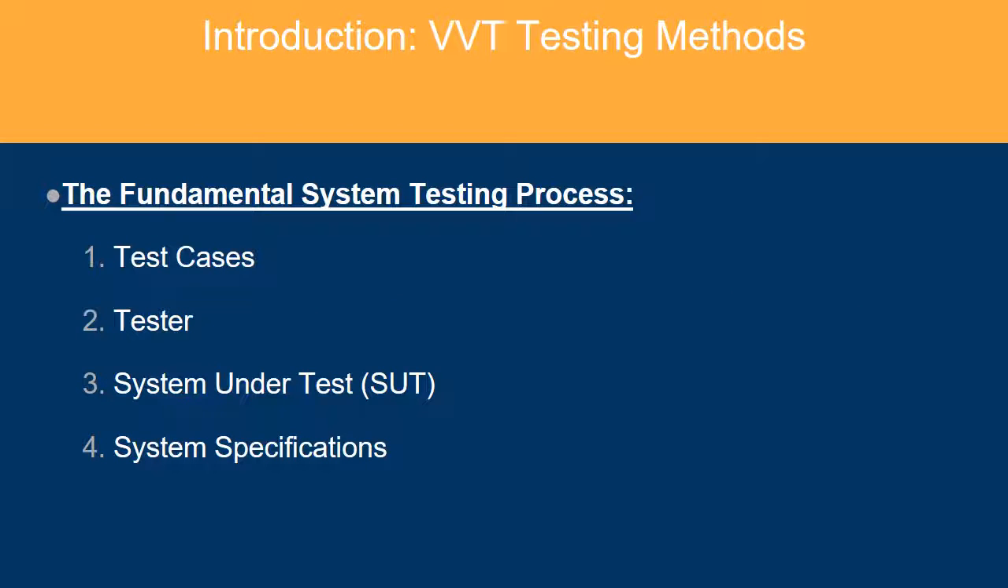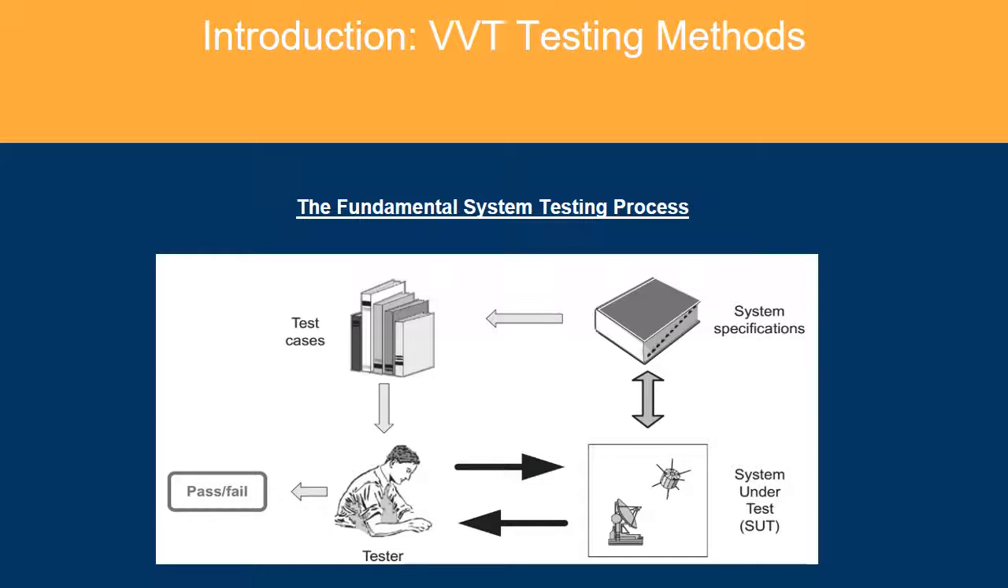Every VVT testing method has to go through a valid process. This process is broken down into 4 phases: test cases, the tester, the system under test, also known as the SUT, and system specifications. This diagram depicts the 4 system specifications that are involved in the VVT testing process.